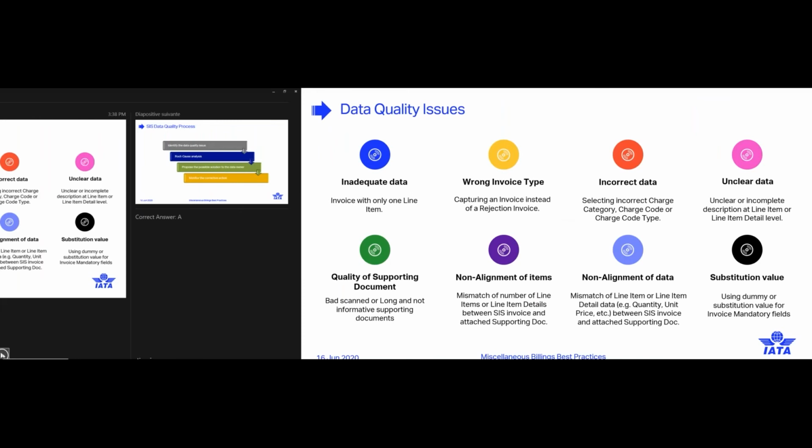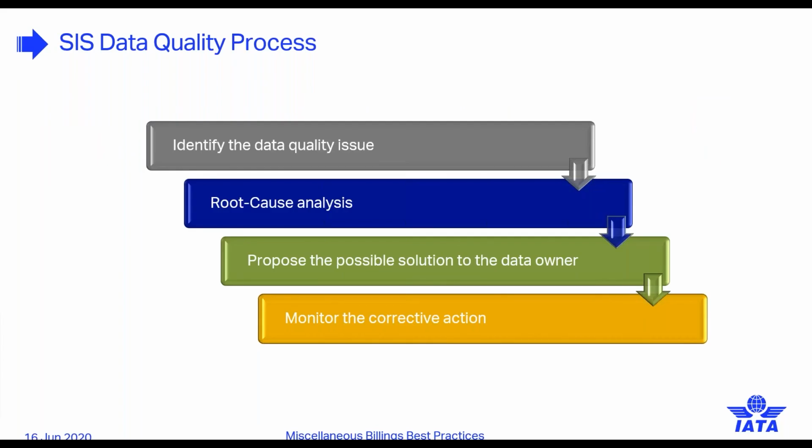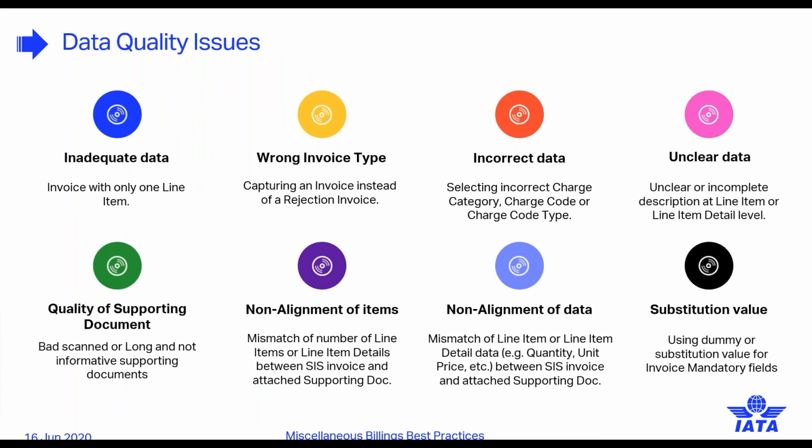During our data quality process in the past years, we found, please go back to the previous slide, Bruno. We found the data quality issues that usually happen by member, and we categorize them in two categories: data-oriented problems, such as inadequate or incorrect, unclear data, or even using substitution value for mandatory fields. And the second category is supporting document problems, which usually brings the attention to not alignment of items, not alignment of data, or quality of supporting document.